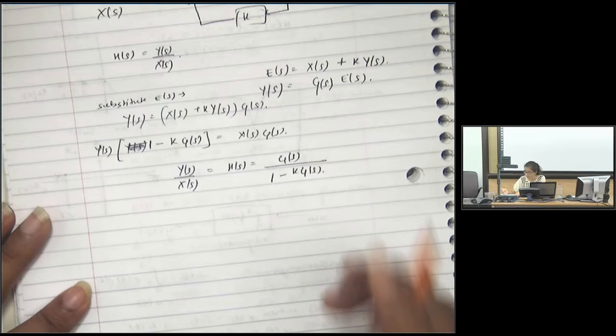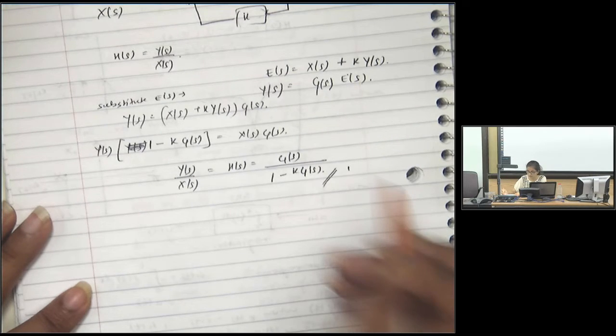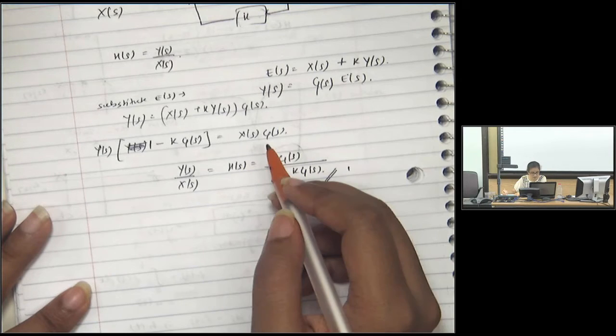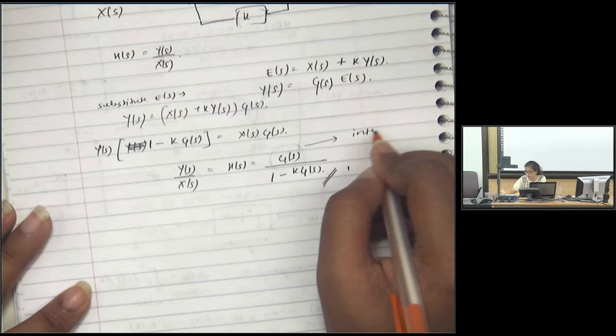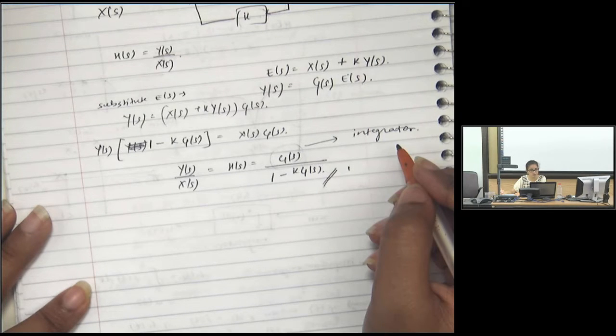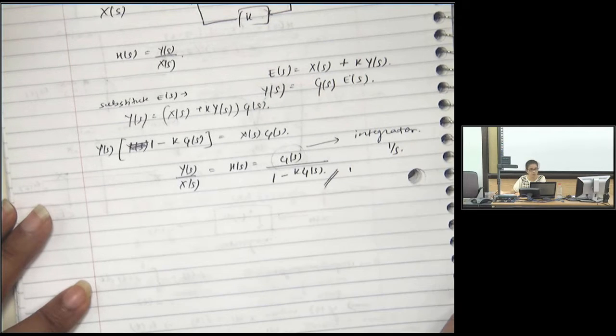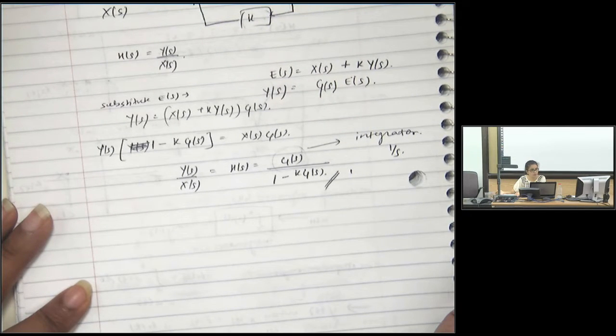Okay, so you have h of s here, and g of s in this specific question is given to be an integrator. So we just saw what is the impulse response of an integrator, and that's 1 over s. So you'll just substitute 1 over s over here.